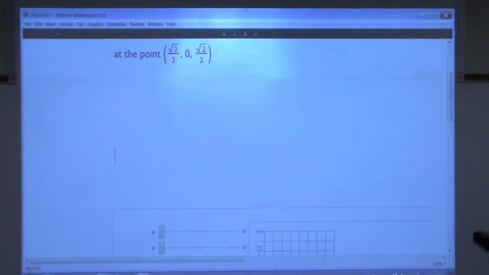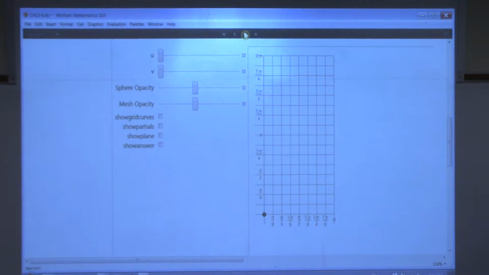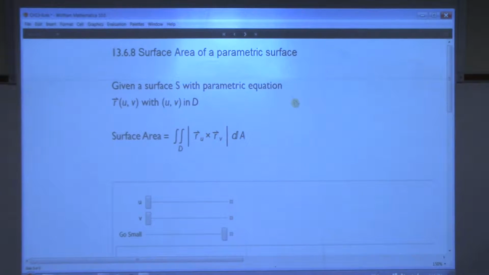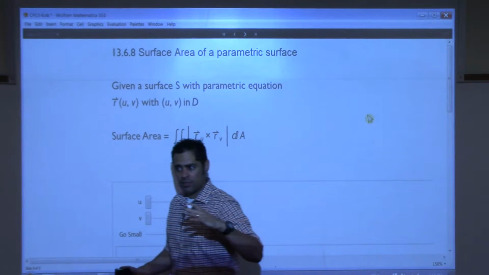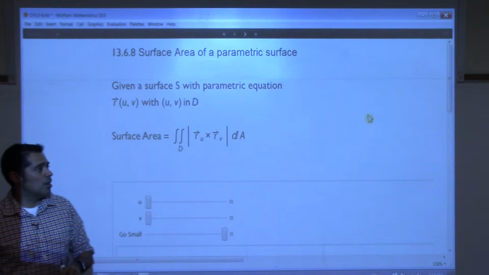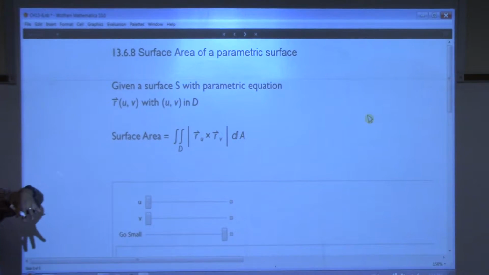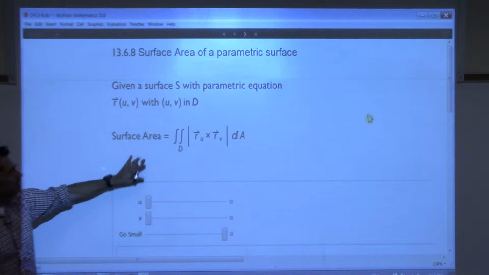Now, I think we're going to extend on this idea a little bit more. We're going to talk now about surface area. We've been able to draw surfaces, right? Using this r of u,v, we can draw a surface in three-dimensional space. We know that we can pick a point on it and find a tangent plane. But what if you want to know the area of a surface? Is there a way to do this? And we can, and here's the formula.